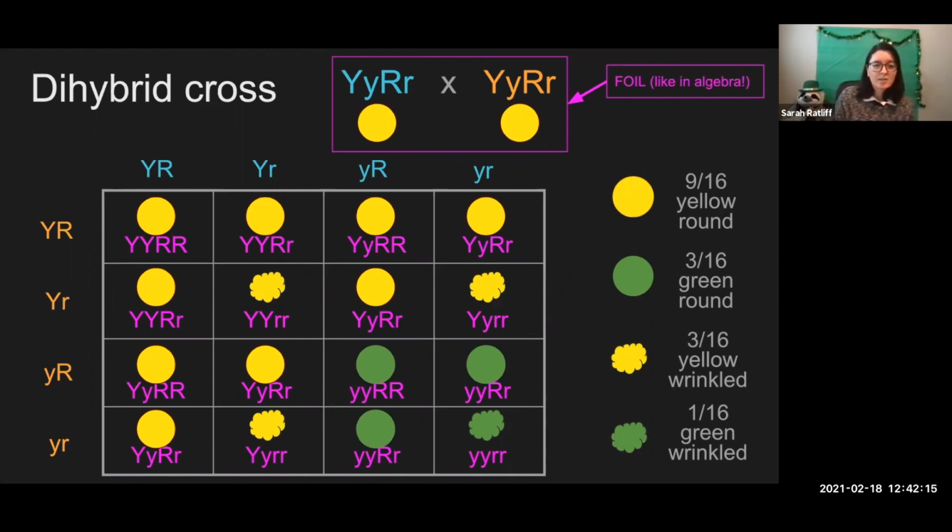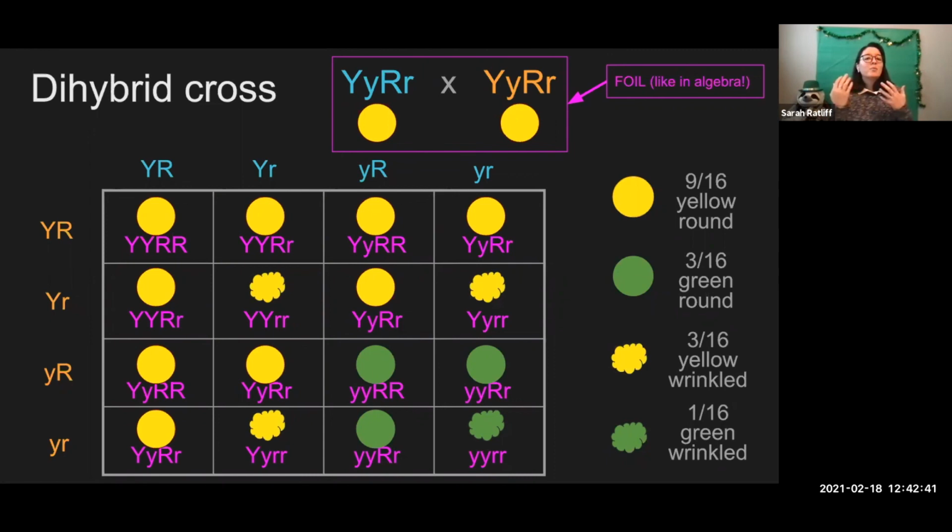In dihybrid crosses, if you are crossing 2 completely heterozygous organisms, so in this case, both of them are heterozygous for color and both of them are heterozygous for shape, every single time you will get the ratio of 9:3:3:1 for your phenotype. Every single time.